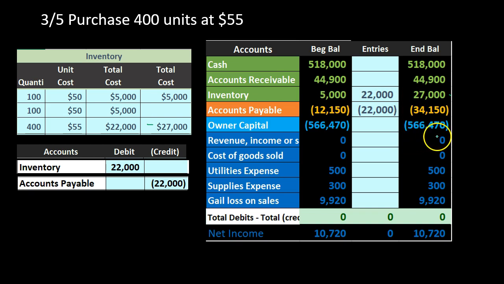Note there's no effect on net income, even though we purchased inventory. We're not going to expense inventory at the point of purchase. We will expense it when we consume it in order to help us generate revenue, in the form of cost of goods sold. However, we won't make that adjustment under a periodic system until the end of the period, the end of the month, the end of March in this case.